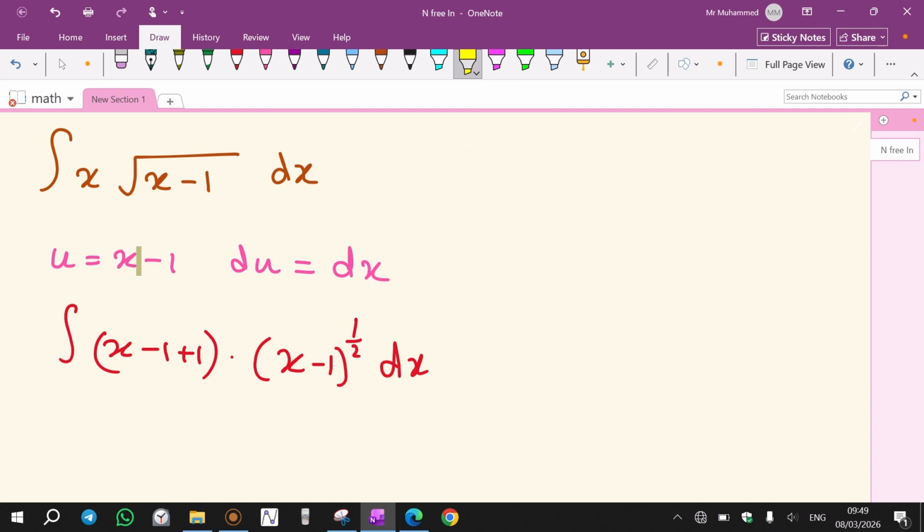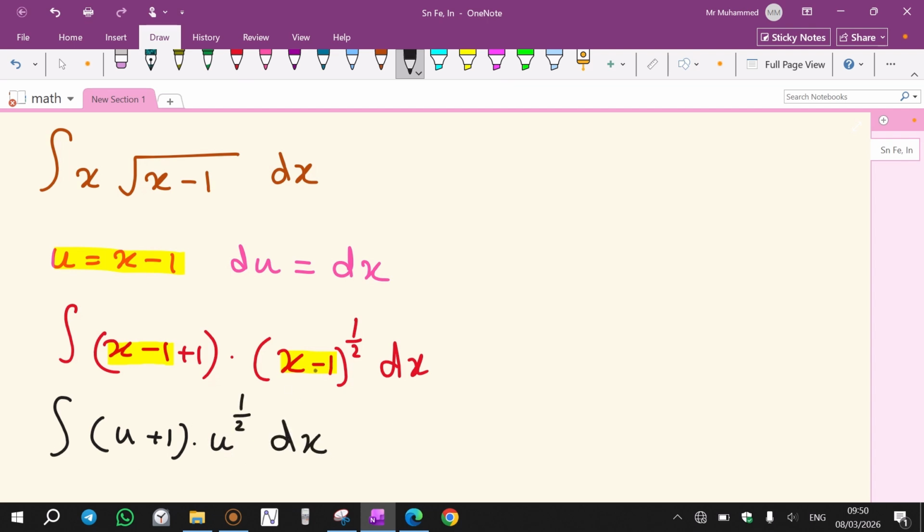Now the part x minus 1 is equal to u. So here's x minus 1, this will be u. Here's x minus 1, this will be u as well. Now see, after substitution, it looks like this. Integral, x minus 1 becomes u. The plus 1 stays. If a number stayed after substituting u and du, it's fine. So I should see only u, du, and numbers. Nothing else. No x, no dx. Multiply by x minus 1, which is going to be u power 1 over 2 dx.